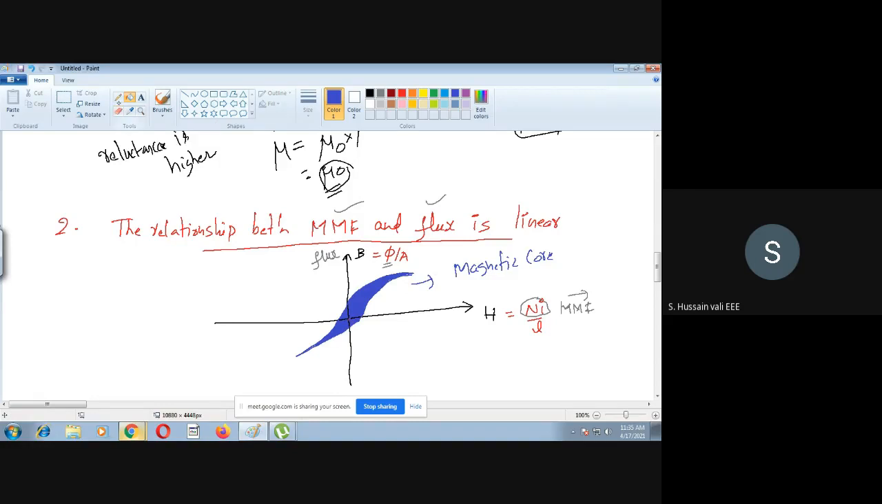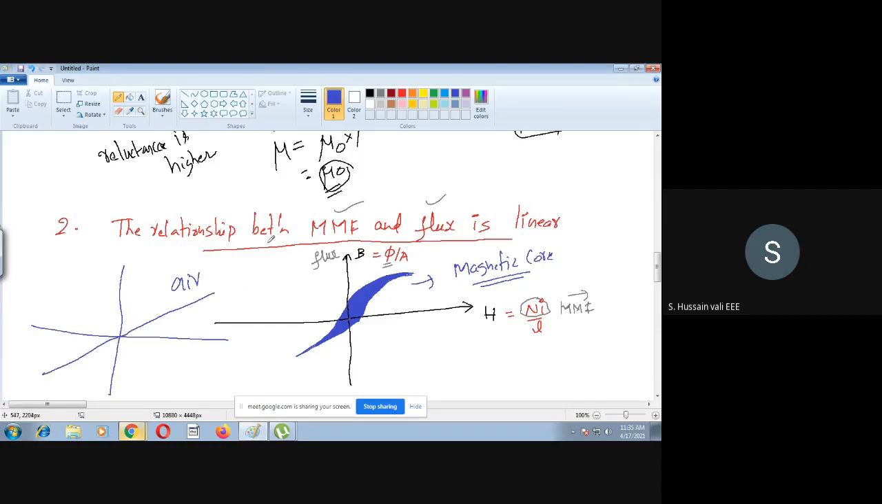Remember now, this BH loop is only for the magnetic core. It means, for example, if it is air, then you don't get a graph like this. That's what he's saying. The graph you will get is something like this: you will get a straight line.